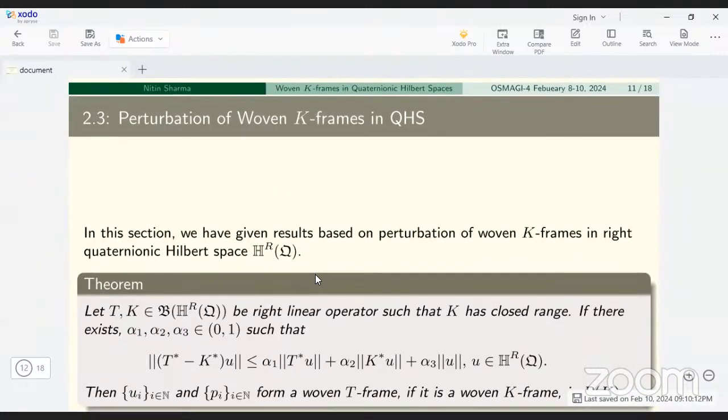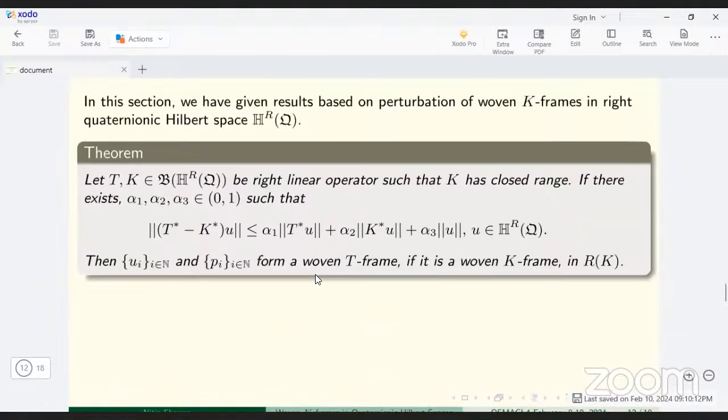This is the third section. In this section, we mainly talk about the perturbation of Bowen K-frames. This is the first theorem. Let T and K be bounded right linear operators and K has closed range. If there exist alpha 1, alpha 2, alpha 3 lying between 0 and 1 that satisfy this inequality, then if U_i and T_i are K-frames in R(K), they will form a Bowen T K-frame also.